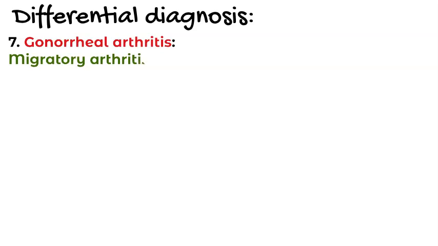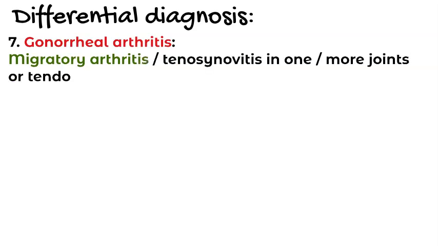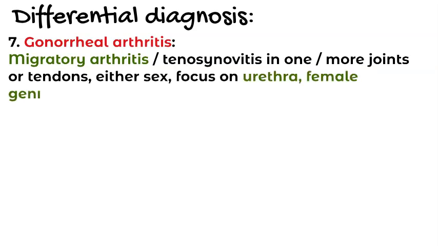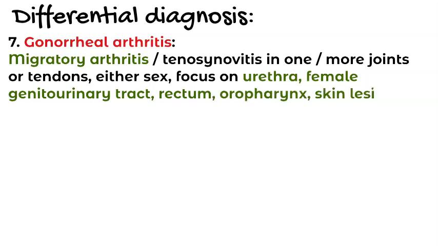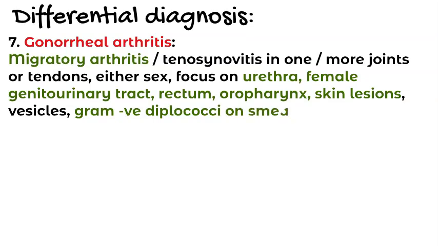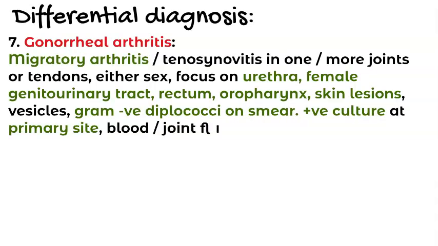Number 7. Gonorrheal arthritis. Migratory arthritis or tenosynovitis in one or more joints or tendons, either sex, focus on urethra, female genitourinary tract, rectum, oropharynx, skin lesions, vesicles, gram-negative diplococci on smear. Positive culture at primary site, blood or joint fluid.